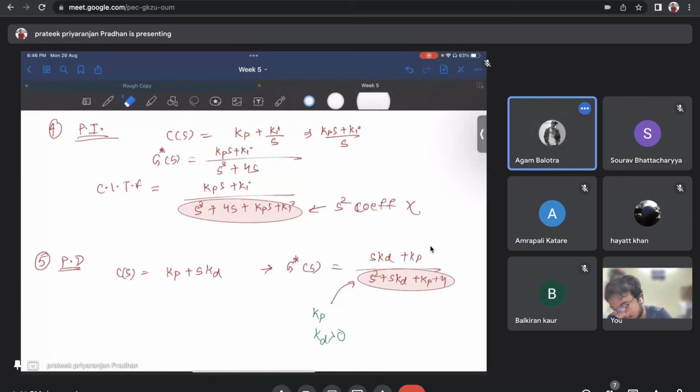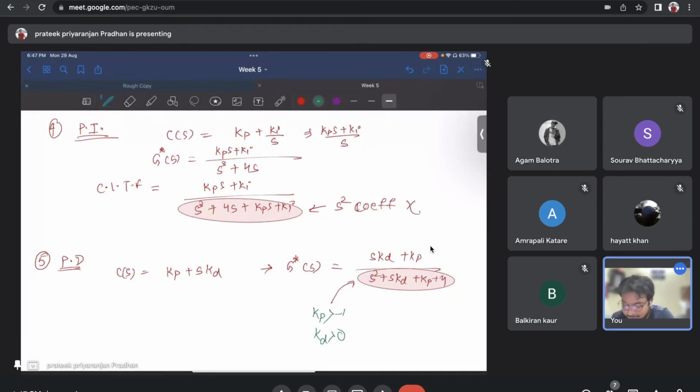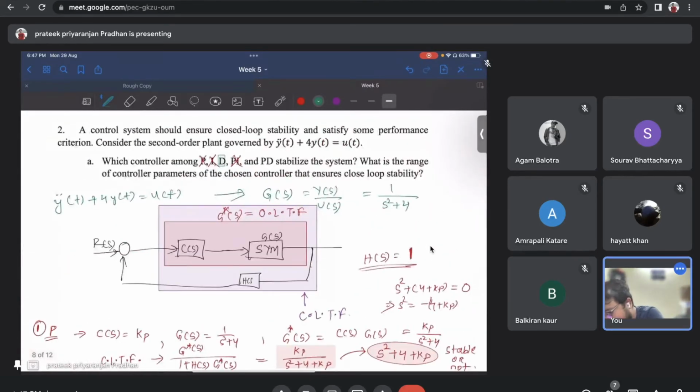Greater than what? Very good. Kp needs to be greater than -4 and Kd needs to be greater than 0. Okay, this is the condition. For this it's stable, so I can say this.